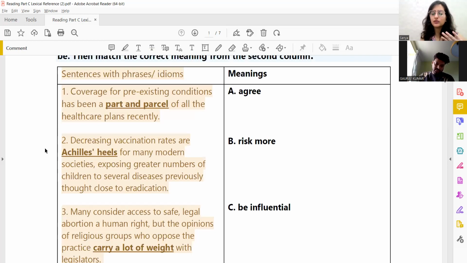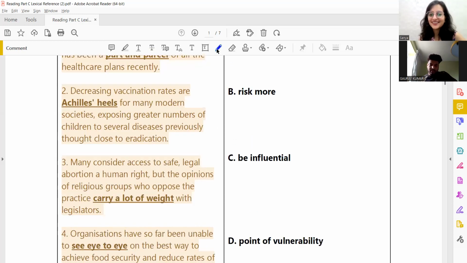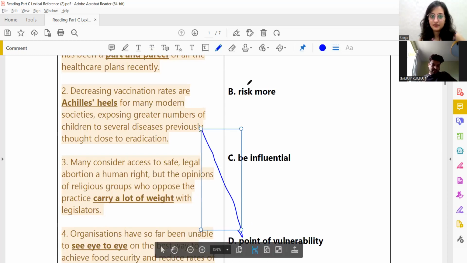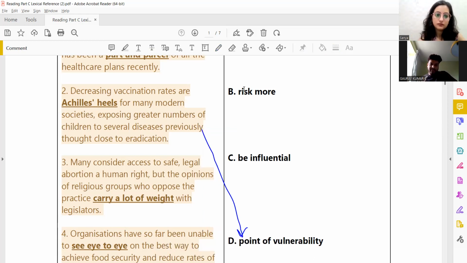So remember, you don't have to know the meaning. The idea is developed, you have to focus on the words that they are relating to. The decreasing vaccination rate in many modern societies is exposing a greater number of children to several diseases. I think it's point of vulnerability. Very good, you did that so quickly. Why do you think so? Because it's a threat, exposing greater numbers of children to several diseases.